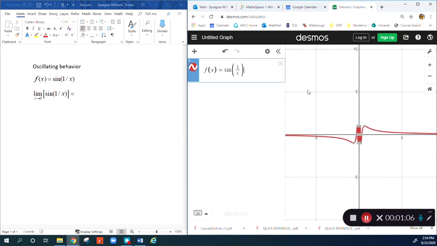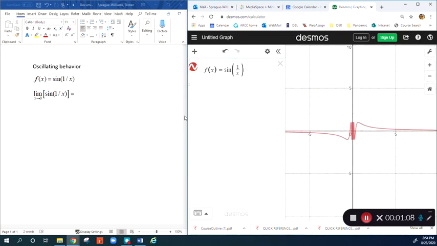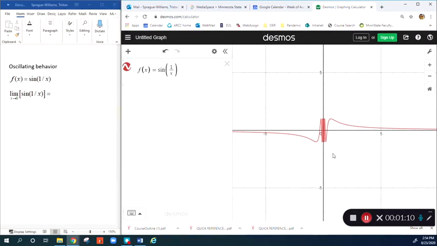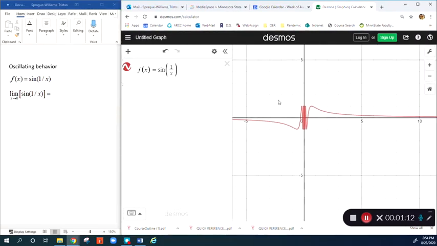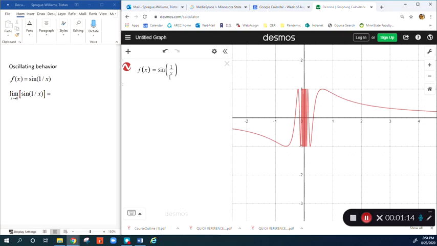All right, so here's sine of 1 over x. Let me make this a little bigger here. There we go. Here's the sine of 1 over x function. It is a very strange function, okay? It's a bit of an odd one. But we want to know what's happening as x gets close to 0.